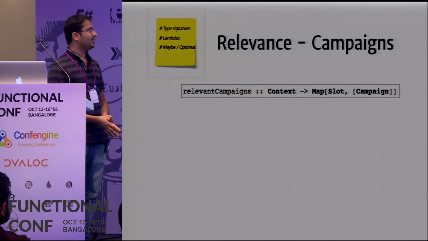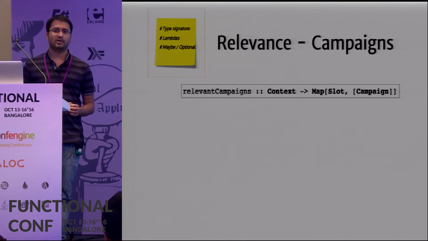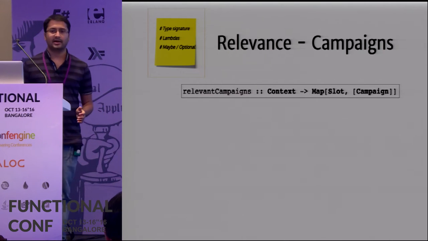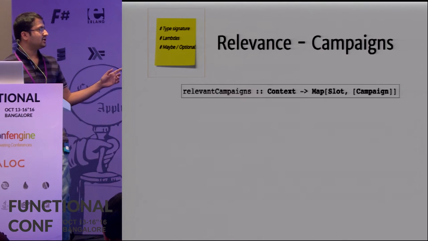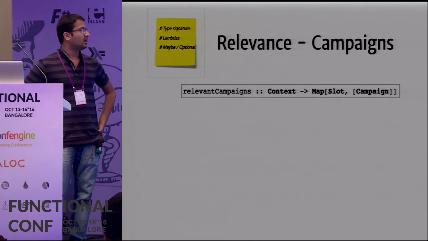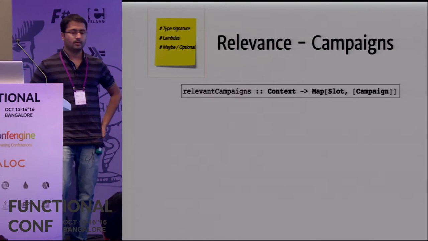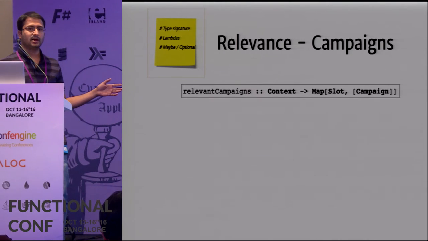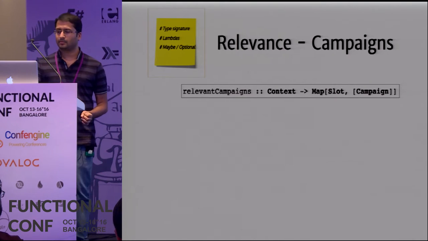So the first step in implementing this is to define the type signature of it. The analogous thing to do in Java world is to define the interface definition for this functionality. So the type signature for relevant campaigns here takes a context as input and returns a list of campaigns per slot in a map as output. You can think of context here as some kind of abstraction for user and the request data.